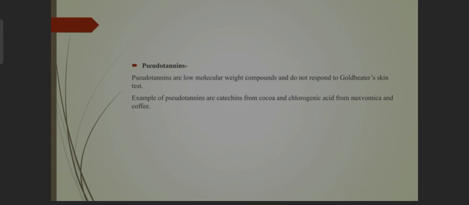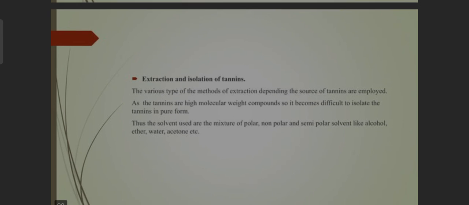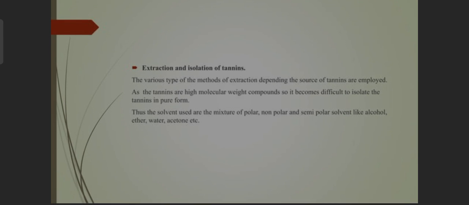Pseudotannins. Pseudotannins are low molecular weight compounds and do not respond to the Goldbeater's skin test. Examples of pseudotannins are catechin from gambir and chlorogenic acid from nux vomica and coffee. Extraction and isolation of tannins. Various methods of extraction are employed depending on the source of tannins. As tannins are high molecular weight compounds, it becomes difficult to isolate them in pure form. Thus the solvents used are a mixture of polar, non-polar and semipolar solvents like alcohol, ether, water, acetone, etc.